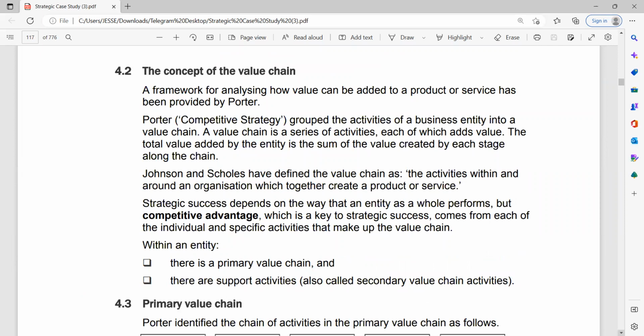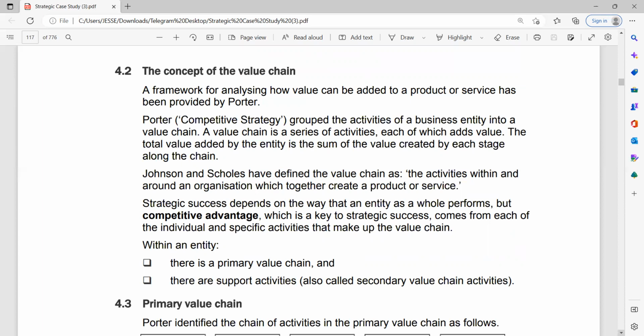Now let's move on to other issues. Let's talk about the concept of the value chain. I'm sure you might have heard of the value chain. We've discussed what value is. Now let's move to the value chain. The value chain is basically a framework or a structure for analyzing how value can be added to a product or service.